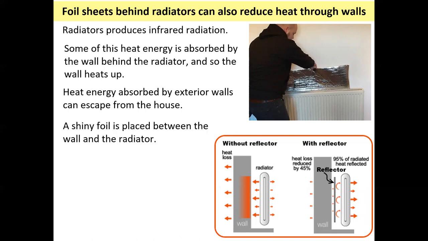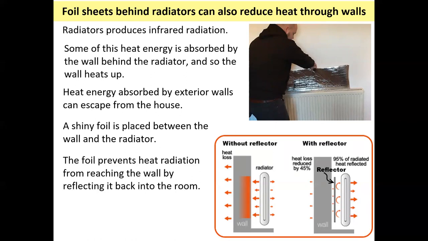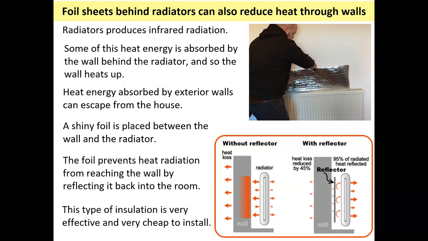So a shiny foil is placed between the wall and the radiator. How this works is the foil will prevent heat radiation reaching the wall because it will actually reflect it back into the room. And this type of insulation is incredibly effective and very cheap to install. So when you're completing your table on how foil sheets behind radiators reduce heat loss through walls, they prevent heat loss through radiation. They reflect that radiation back into the room.